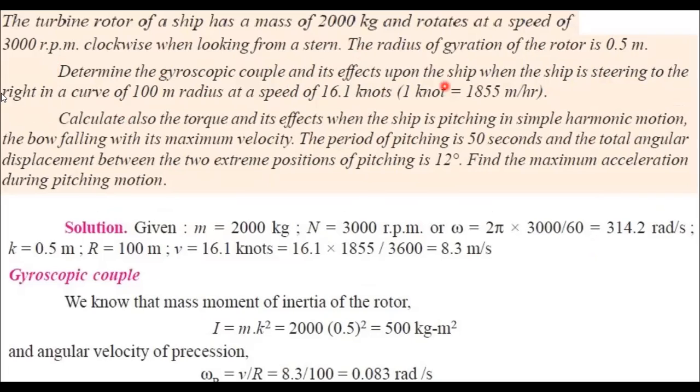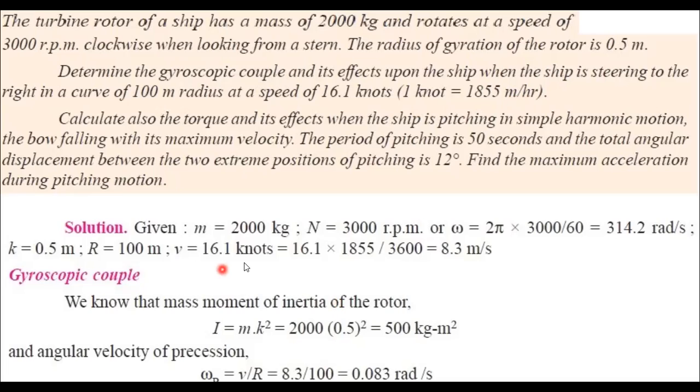When the ship is steering to the right side, having a radius of 100 meters and a speed of 16.1 knots. So 16.1 knots is the data they have given. 1 knot is equal to 1855 meter per hour. So use those data for conversion.